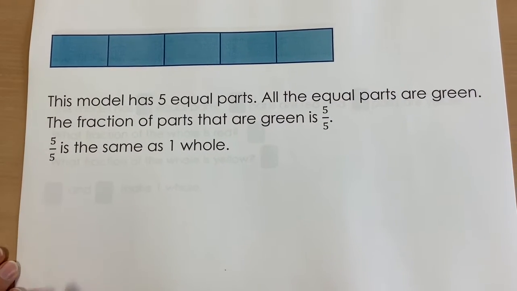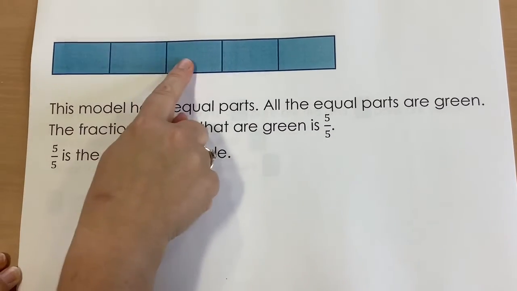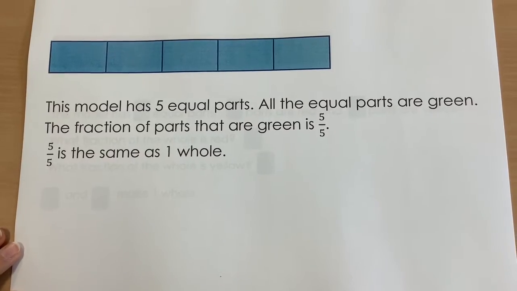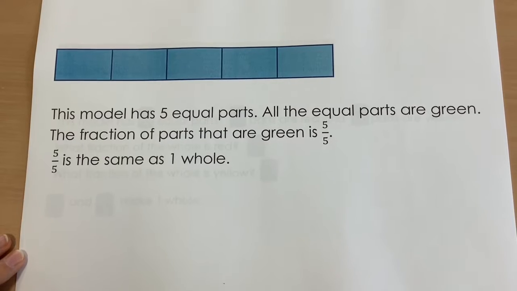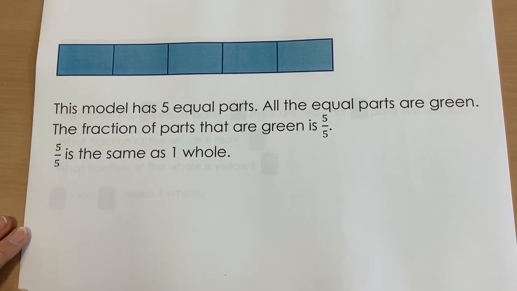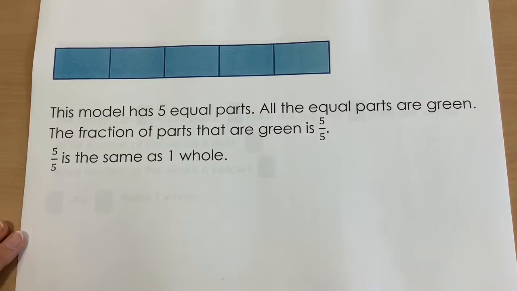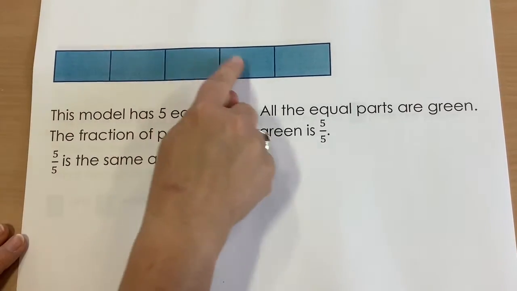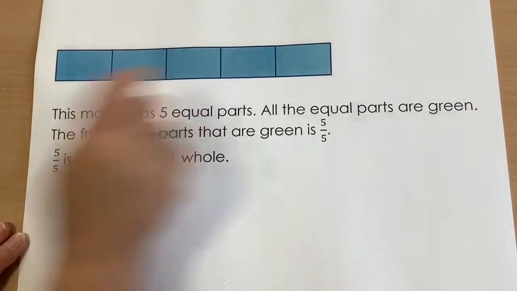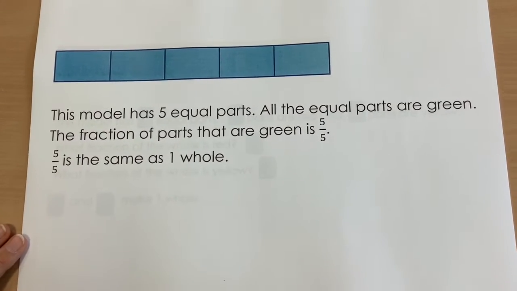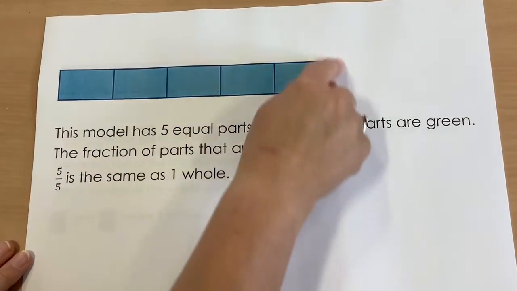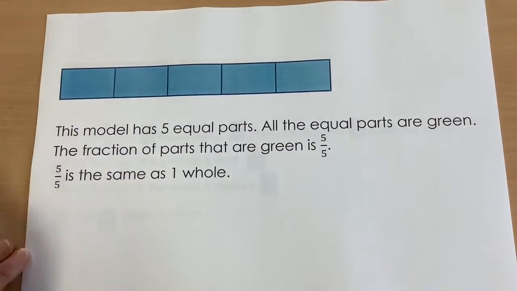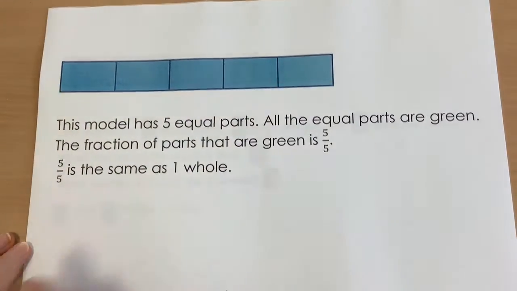So another quick recap today. This model has 5 equal parts, 1, 2, 3, 4, 5. All the equal parts are green. When I made this, they were green, they've printed out blue. So the fraction of parts that are green is 5/5, because we have 5 equal parts and all 5 of them are green or blue. And we know that 5/5 is the same as one whole because they are all coloured and the whole model is coloured.